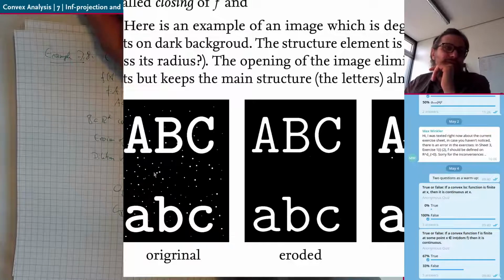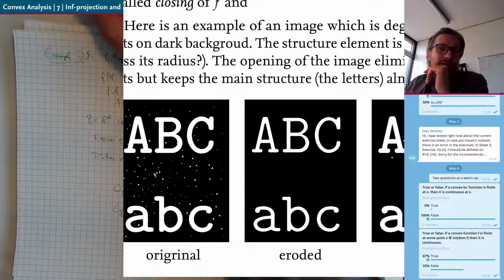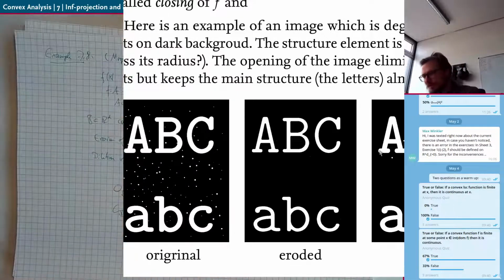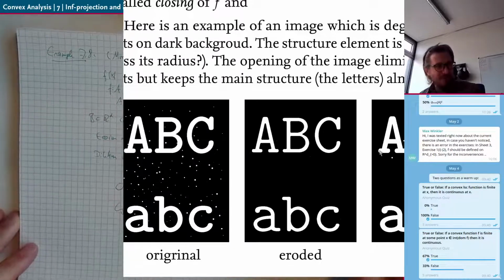And if you would have taken a different structure element, for example a rectangle or a square, then you would not get such nice round corners that you had before here. You would kind of change the ends of the set. So that's one thing which you can use morphological operations for.